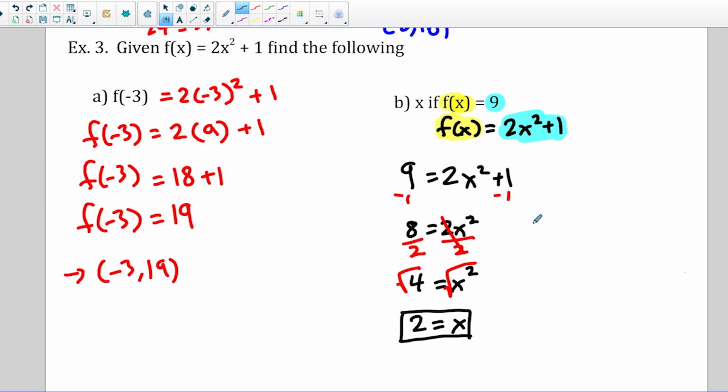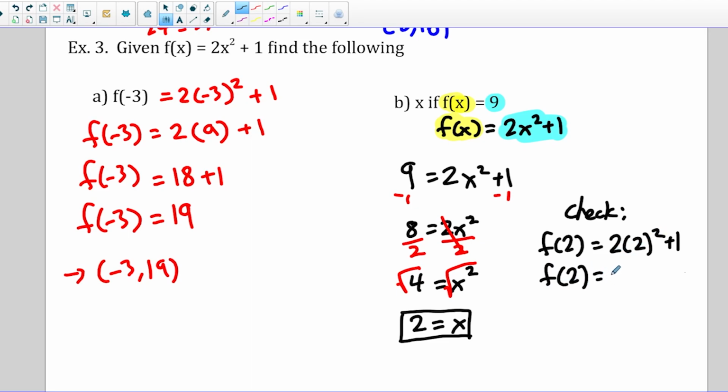We can check our work if we want, so we can check by saying, all right, we've got f of 2, let's check it out. 2 times 2 squared plus 1. So we get 2 squared, which is 4. So 2 times 4 plus 1, which gives me 8 plus 1. So f of 2 is equal to 9. So we have done that correctly.